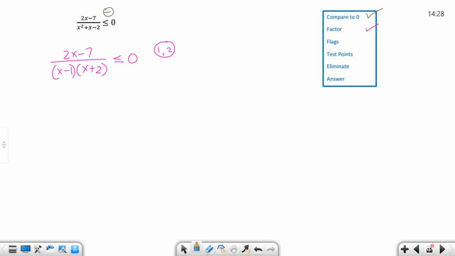And then on to my flags, and there's a good bit of work with flags, right? So let's find my flags, and we do that by setting everything in the top or the bottom equal to 0. So 2x minus 7 equals 0, or x minus 1 not equal to 0, or, and if you want to put nor here, I guess this is not equal to nor. I'm going to put or. x plus 2 is not equal to 0. And I want to solve each one of these.